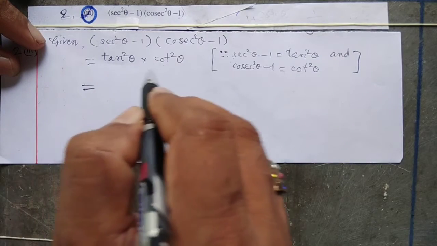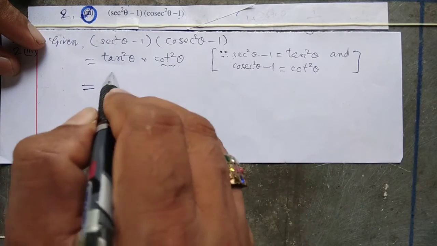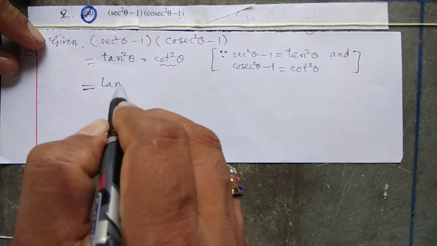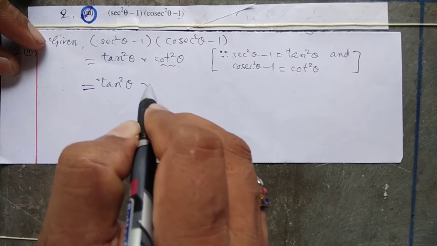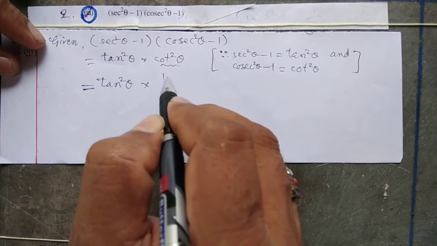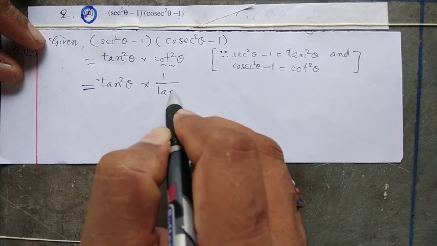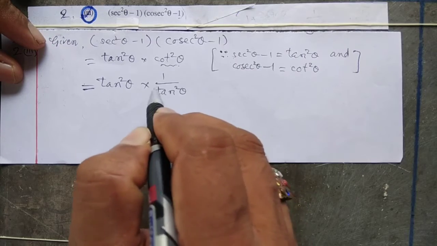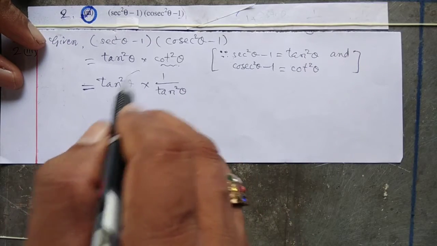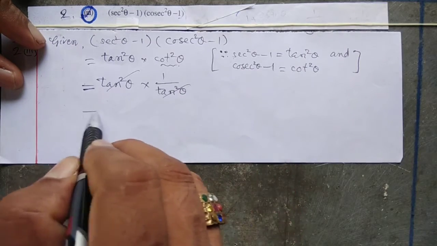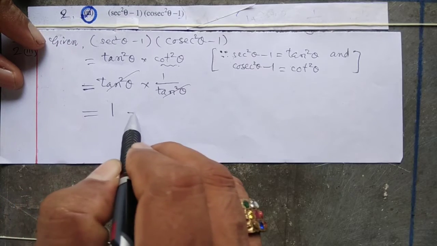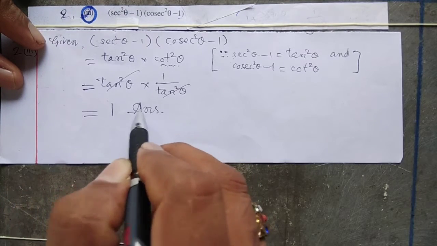Now we have to change this cot square theta in terms of tan square theta. Tan square theta into cot square theta is equal to, cot square is reciprocal of tan square, so we can write tan square theta into 1 by tan square theta. Tan square theta, tan square theta cancel, 1, so this is the answer.